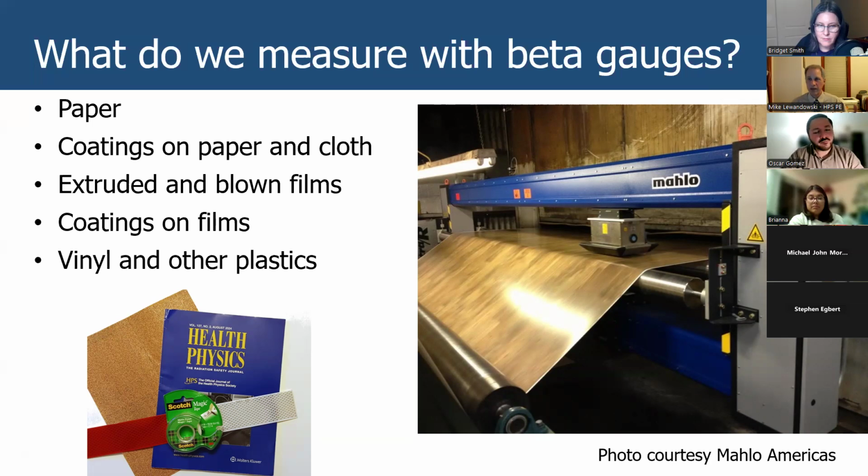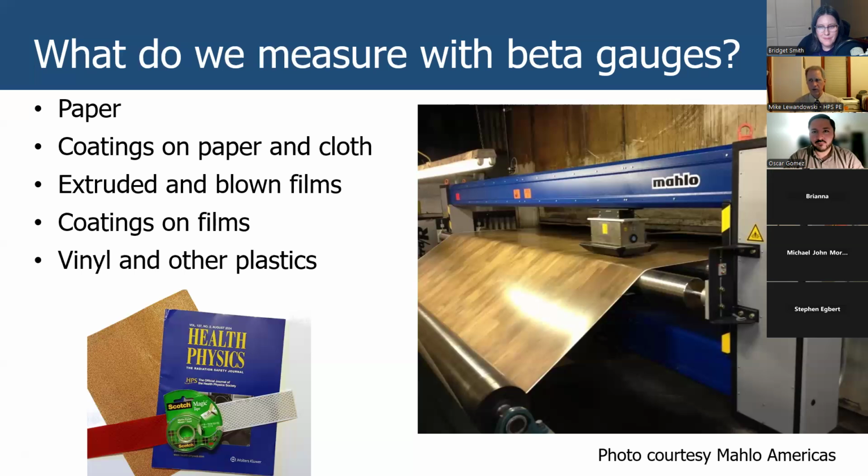If we want colored paper, that's a coating situation as well. So coatings on paper and cloth, including adhesive tape. So the thickness of the adhesive on this tape is measured using a beta gauge. Extruded and blown films. So thin films, things like the cling wrap that you might use on your leftovers. The thickness of those films is measured using radiation gauges. Coatings on films and vinyl and other plastics.